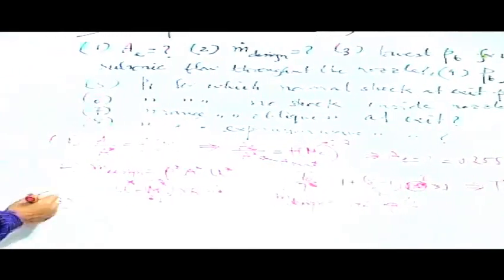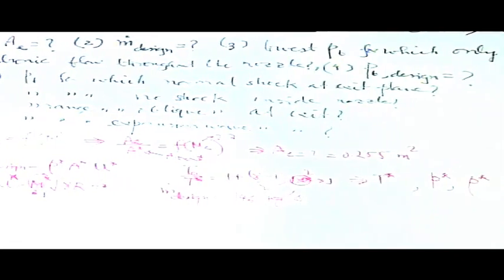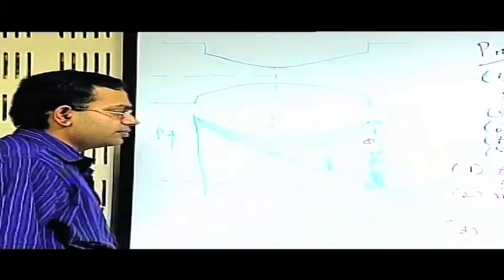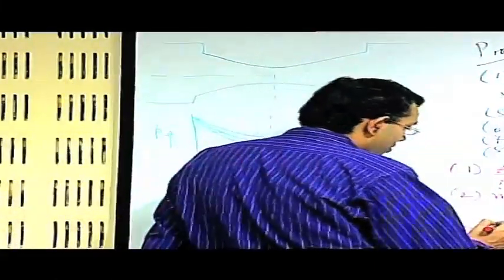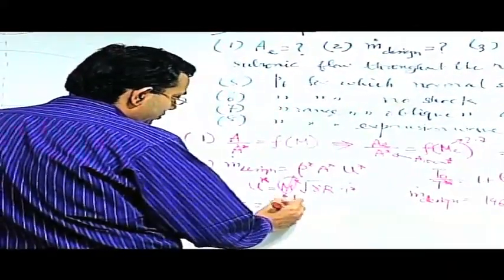Third part, what is the lowest back pressure for which there is only subsonic flow throughout the nozzle? If you look at this pressure diagram, or pressure profile for different back pressures, we can see that the back pressure corresponding to the point C shown in the diagram is the lowest back pressure for which there is only subsonic flow throughout the nozzle. So, how do you calculate that one? You know, P by P0 is a function of the Mach number.